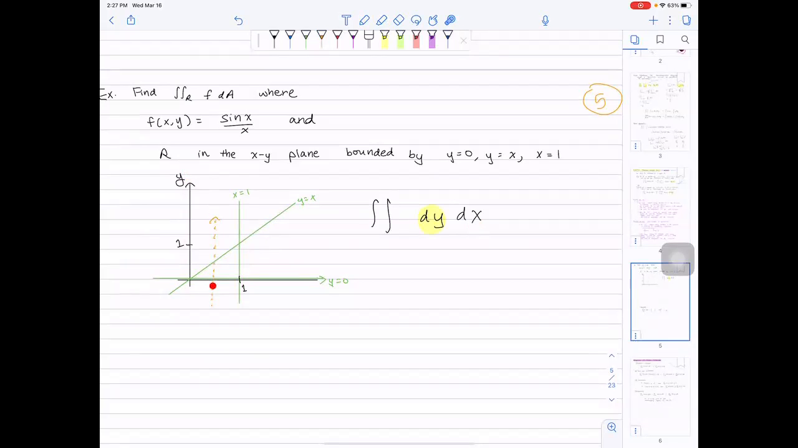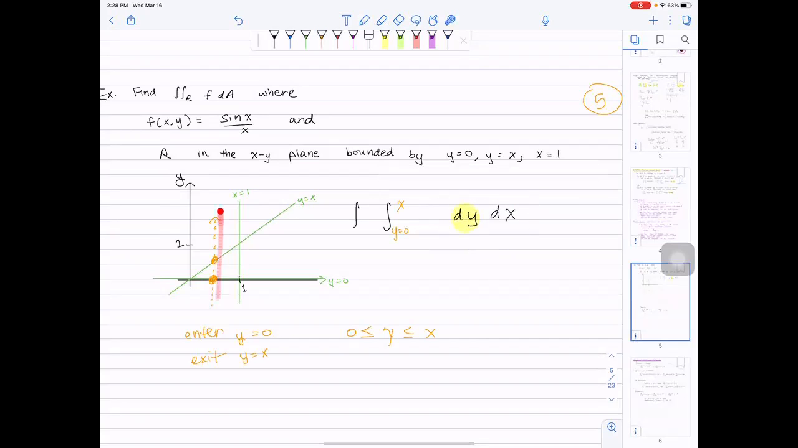So where does this line enter? It enters at this point. What is that line? That line is y equals 0. Where does it exit? Well, it follows the line, it exits at this line. So that line is y equals x. So enter, exit: your y goes between 0 and x. And that's what you will use for your bounds. So y equals 0 to x.